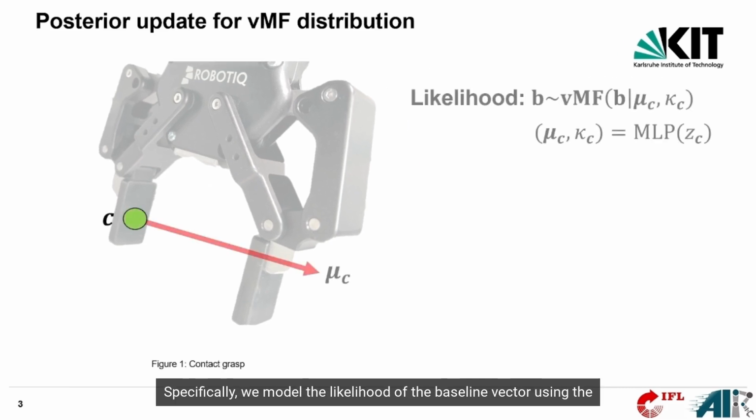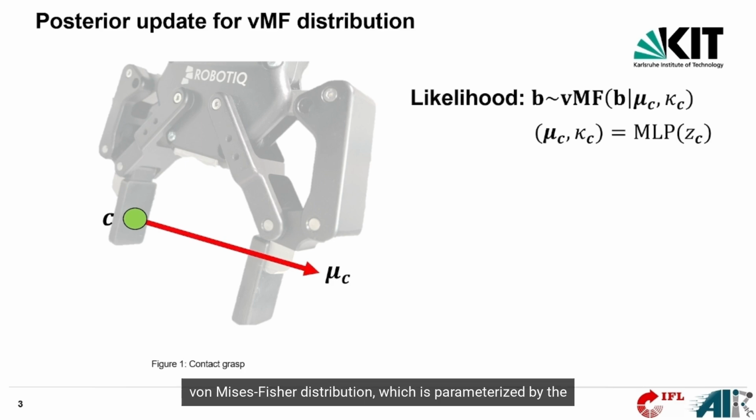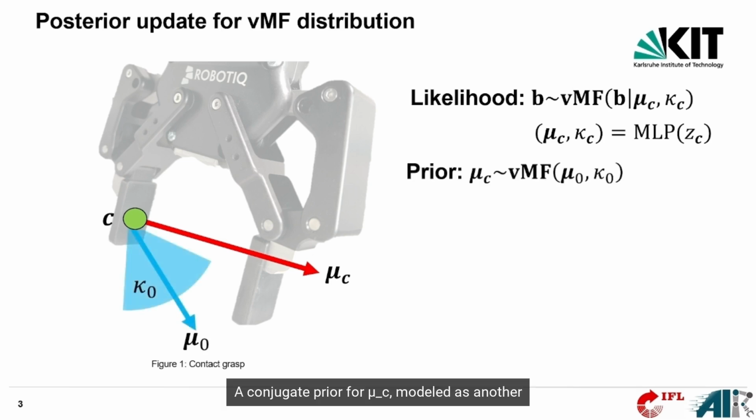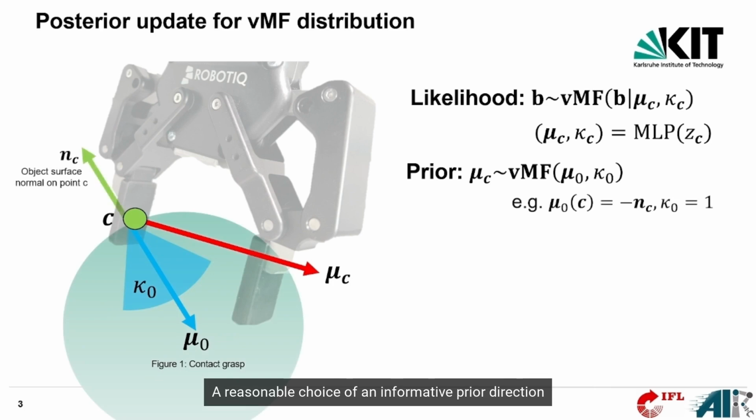Specifically, we model the likelihood of the baseline vector using the von Mises-Fisher distribution, which is parameterized by the mean direction μc and concentration kappa c, predicted by a shared MLP based on the encoder features EC. A conjugate prior for μc, modeled as another vMF distribution with parameters μ0 and kappa 0, represents prior knowledge about the baseline vector's direction. A reasonable choice of an informative prior direction can be the negative surface normal on the object, considering antipodality for grasping.